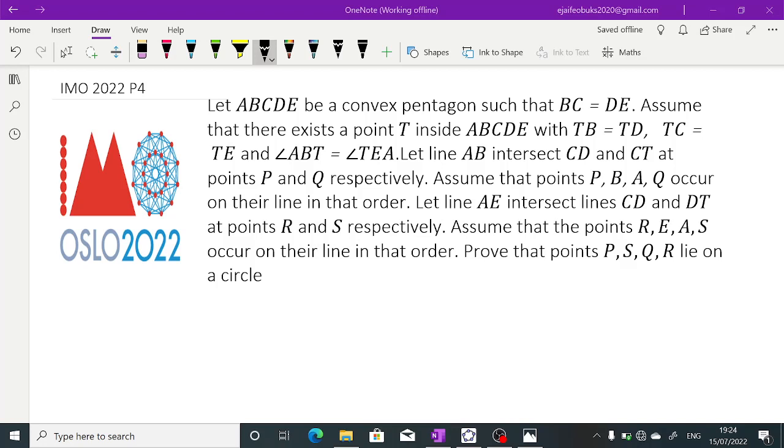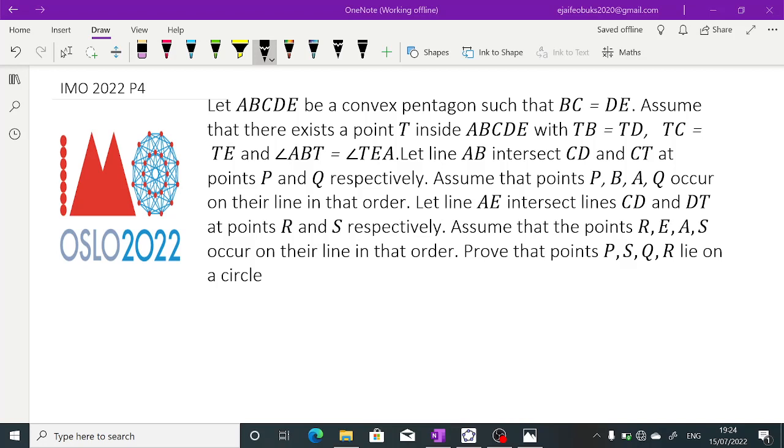Jaifi here, and today we're looking at problem 4 of the recently conducted IMO. I think it ended some days ago on the 16th. It's a geometry problem. This IMO was held in Oslo, Norway, 2022, and problem 4 goes like this.